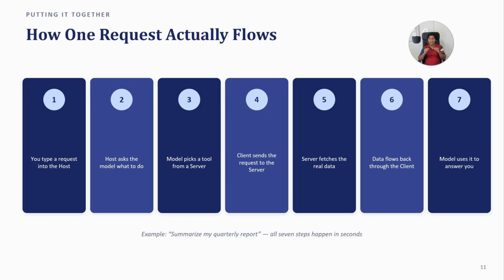Step 4, the client sends that request over to the server. Step 5, the server goes and fetches the actual file content. Step 6, that content comes back through the client to the host. And step 7, the model uses that content to give you a final answer. All of this happens in seconds. And as a user, you just see one smooth response.